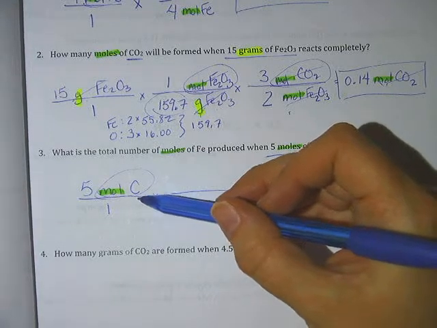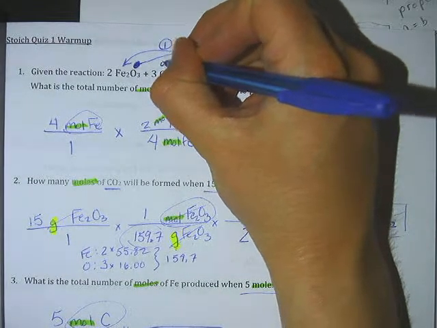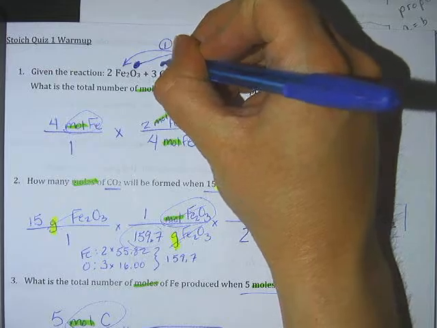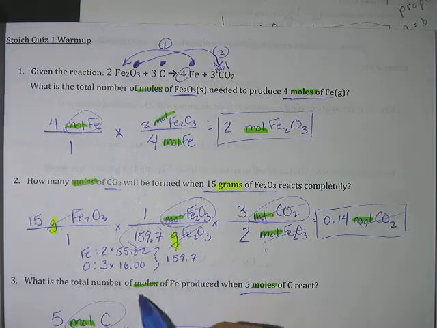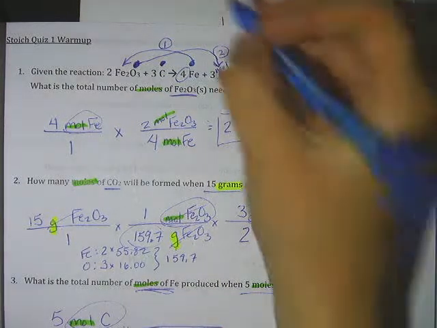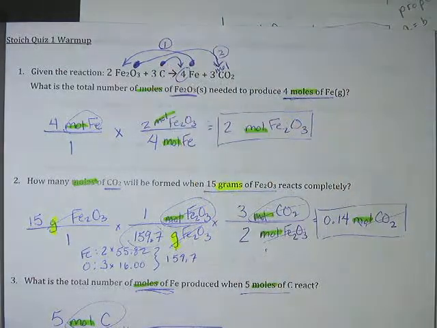And this chemical we're starting with is where our bridge is going to start for this problem. And in this problem, the other chemical is Fe, so that's where my bridge is going to point.